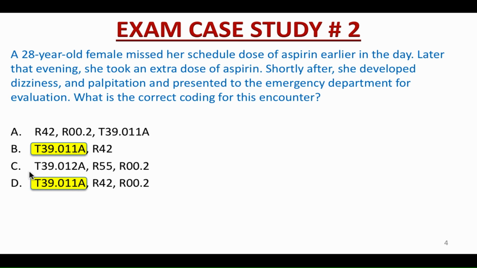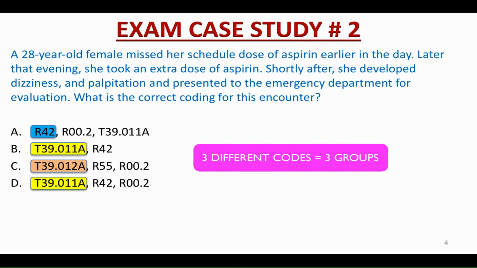C starts with T39.012A and A starts with R42, so they are two separate groups. Now you have three groups with three different first listed codes. Remember, the number of different first codes equals the number of groups. At this point, I want you to pause the video, open the RHIT book, and look up the codes. Please pause the video and do it now.